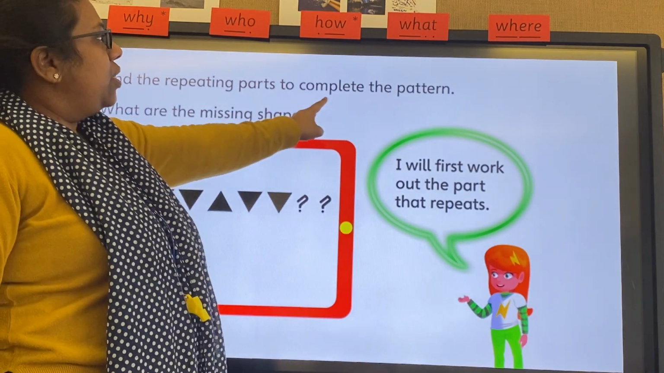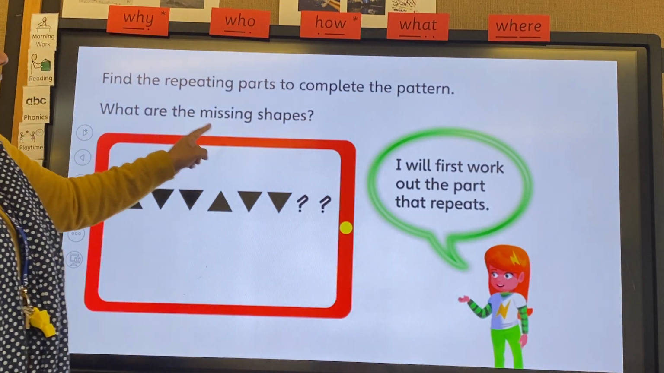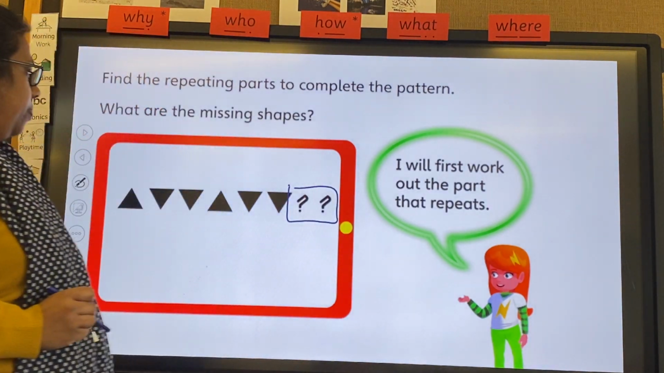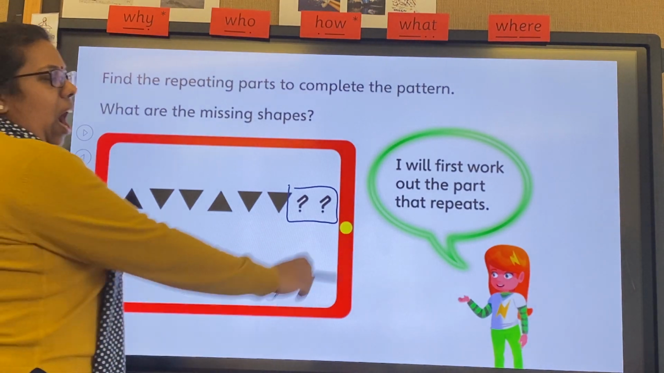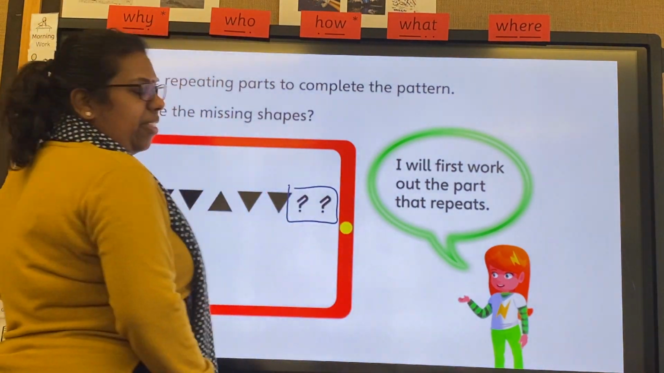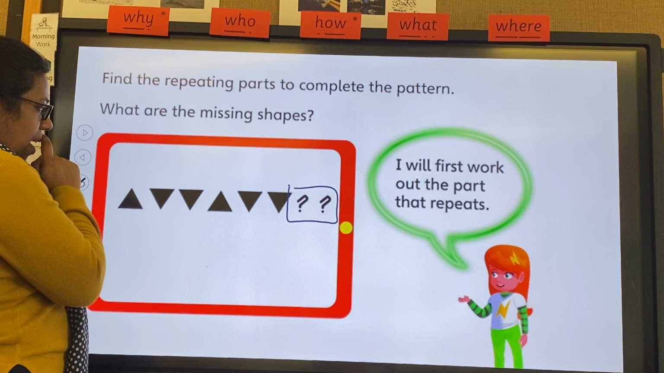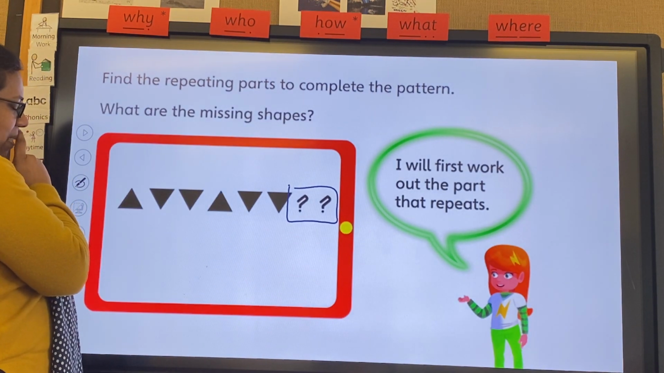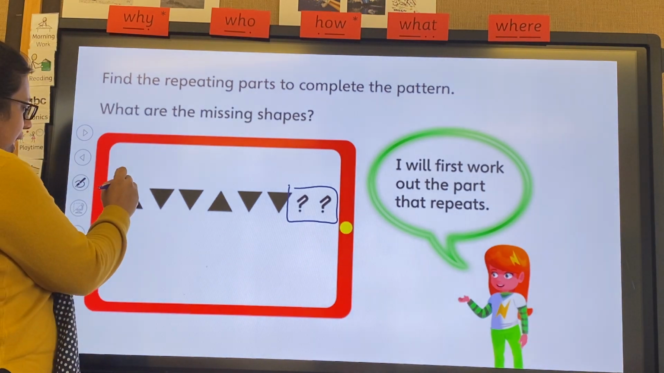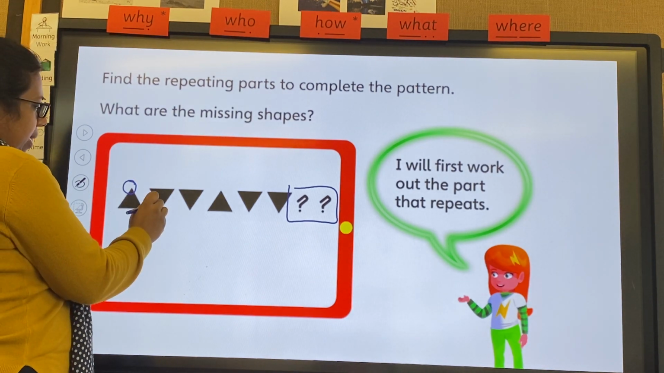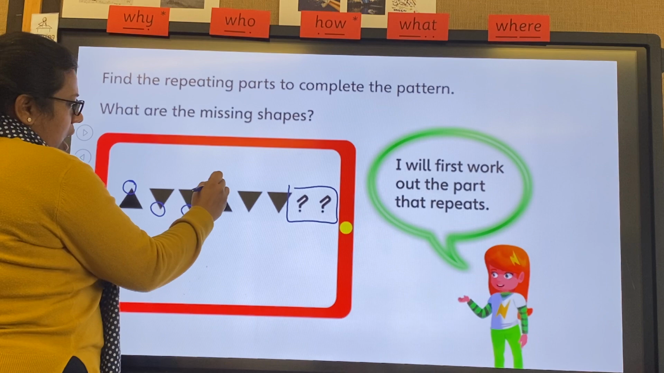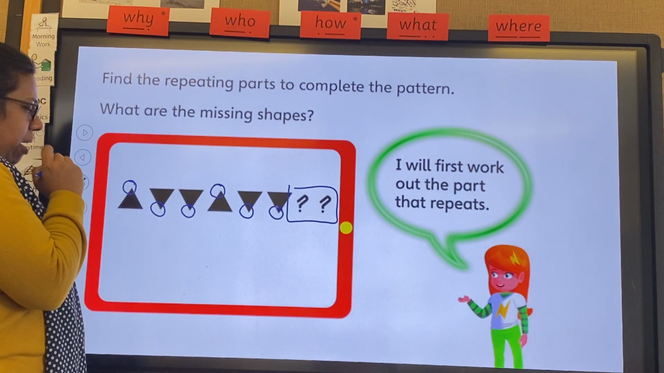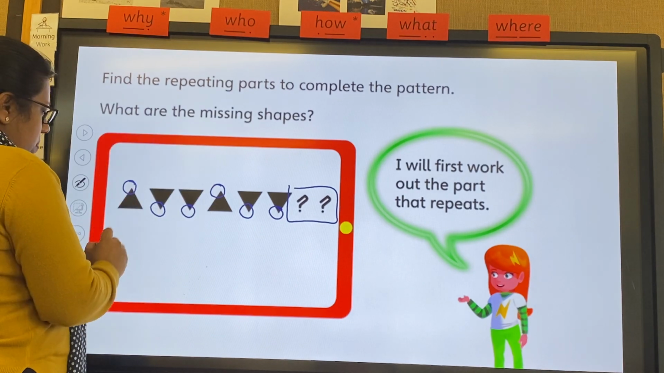Find the repeating parts to complete the pattern. What are the missing shapes? So we've got to work out what these 2 shapes are. So let's see. I will first work out the part that repeats. That's what we did earlier. So let's have a look at the part that repeats. So I've got all triangles, but let's look at the vertices of my triangle, okay? So that's facing up, and then that's down, up, down, and down. Do you see it? So that's how I'm going to work out my repeating pattern. Now I'm going to use my red pen.